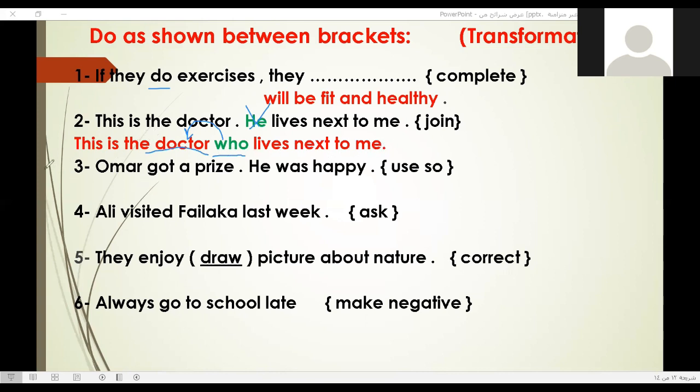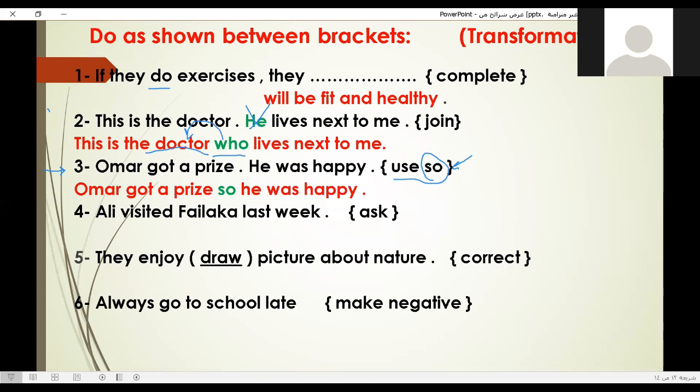Okay, I want you just to read there. After that, tell me what you will do. Okay, just read. Umar got a prize. He was happy. Use so. You have to use so. Okay, where should you put it? Before he. Thank you very much. So can you read it with the answer? Umar got a prize, so he was happy. Very good. Thanks a lot.